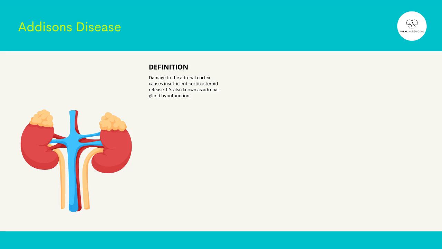Now let's begin by first learning what Addison's disease is. Damage to the adrenal cortex causes insufficient corticosteroid release, which is the hallmark of Addison's disease. Because there is an inadequate secretion of corticosteroids, think hypo. A malfunction in the hypothalamic pituitary control system could also be the cause of this decline. For this reason, it's also known as adrenal gland hypofunction.